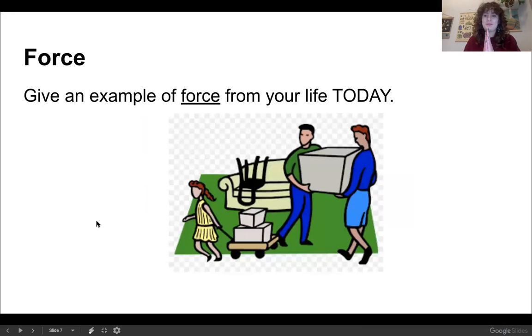Now, since you just watched that video that gave some examples of force, you should be able to think to yourself of an example of something that you've done today that was force. So the video taught us that force is a push or a pull to move an object. So you've done something today that required you to push or pull even slightly.